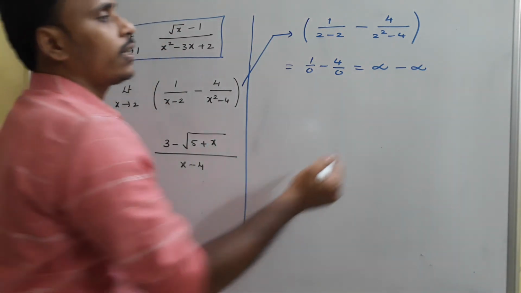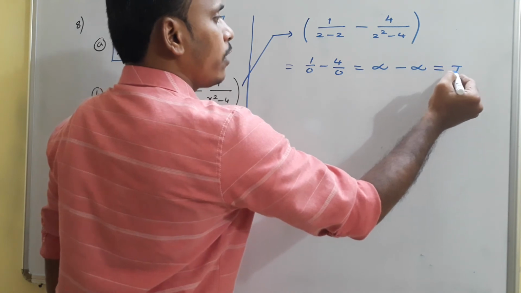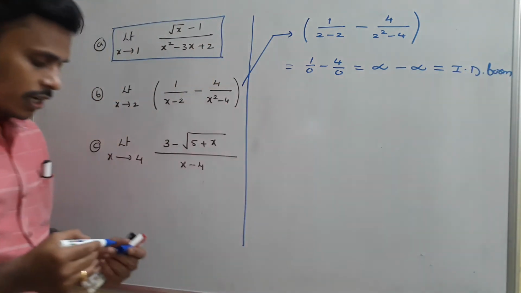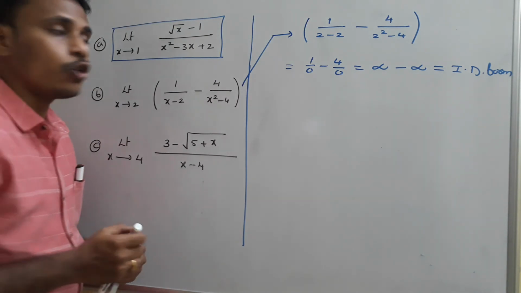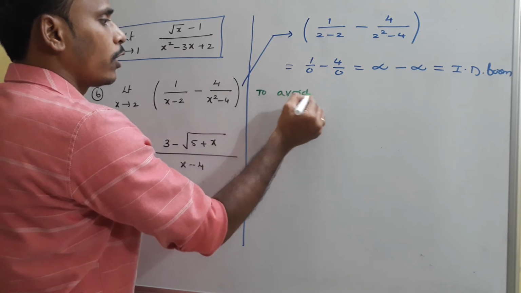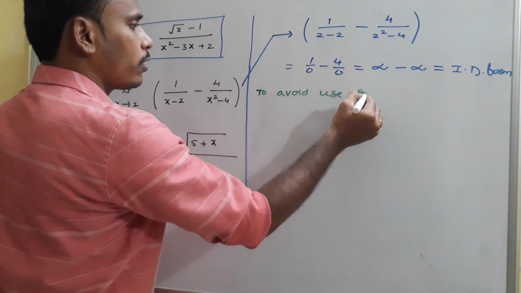Infinity minus infinity. As I said, this infinity minus infinity is indeterminate form. Since it is indeterminate form, again we need to use one of the techniques to avoid it. Use simplification.